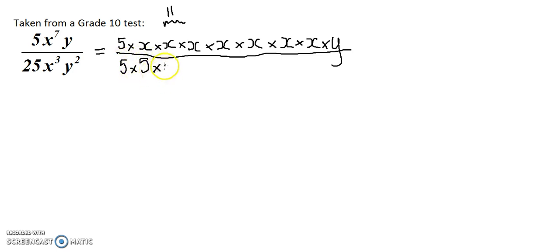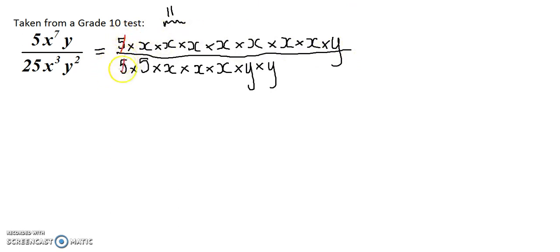And then we've got x to the power of 3. So how many x's is that? 3 x's multiplying by each other. And then we've got y to the power of 2. So those are 2 y's. Now, when you're in a test or an exam, you definitely don't have to do it this way. But while you're learning, it helps.